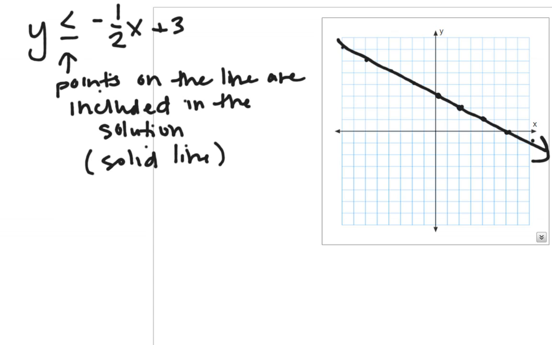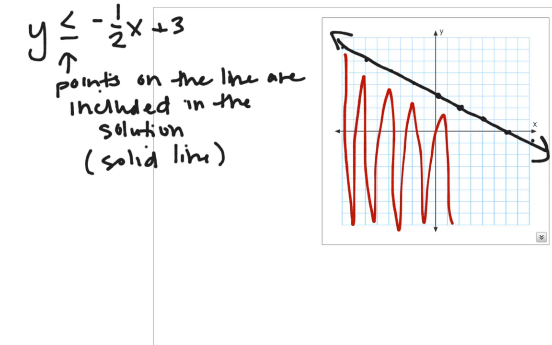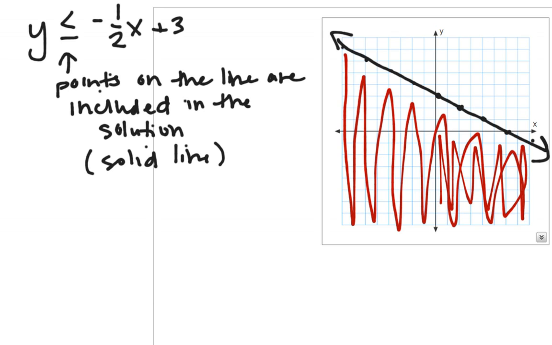Again, we divide our plane into two halves. This time it says less than. The values of y that are less than our line, because that's where y is equal to, are below the line. So where I have just shaded in red would be where I would find my solution point.